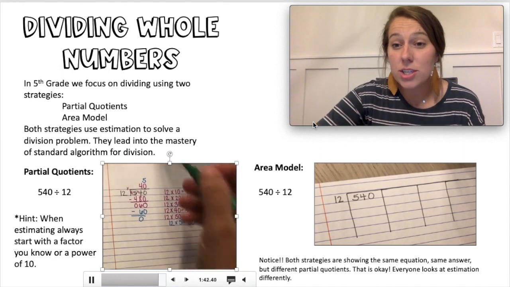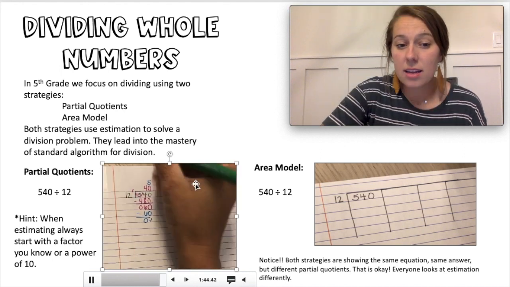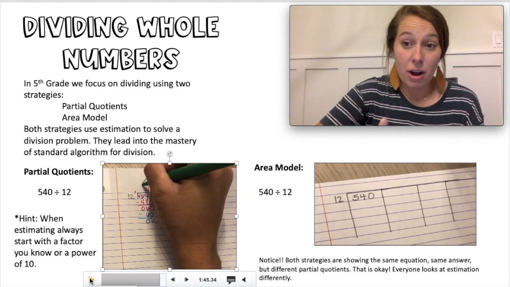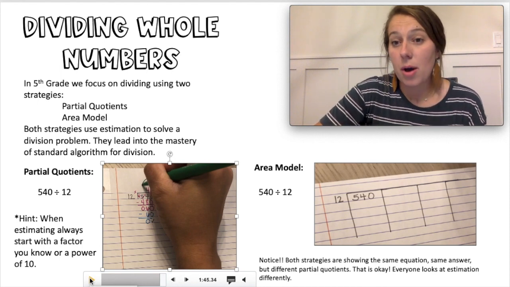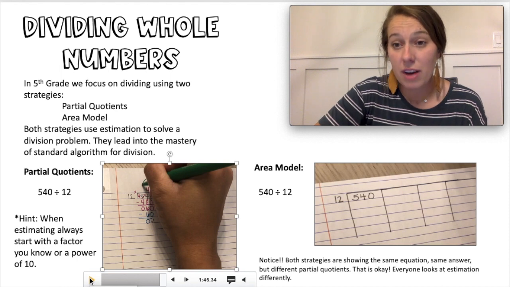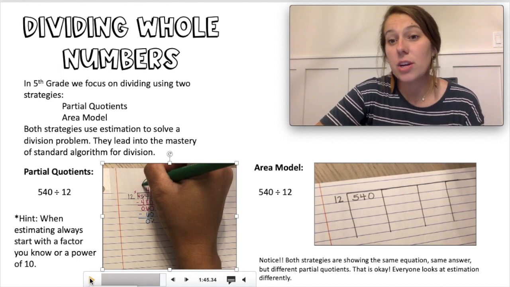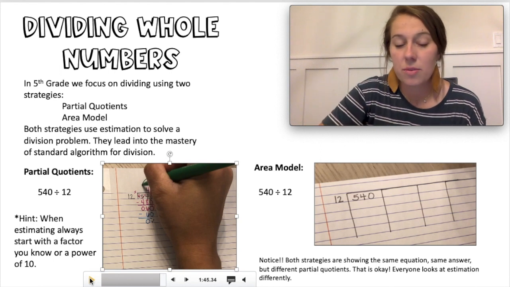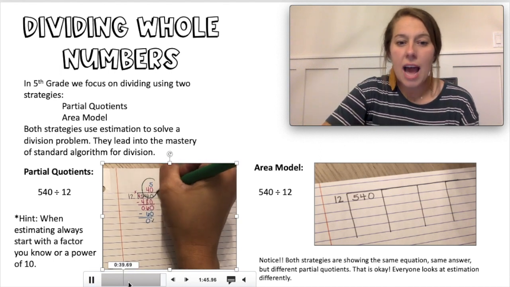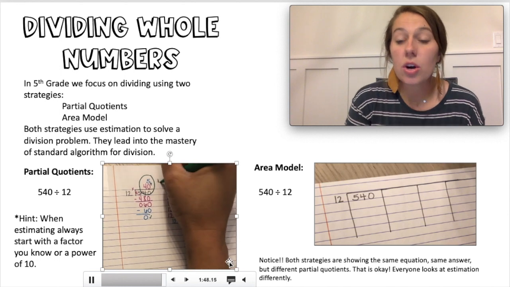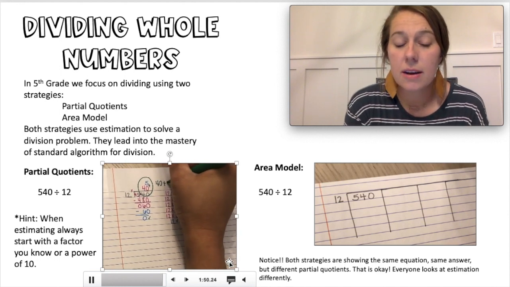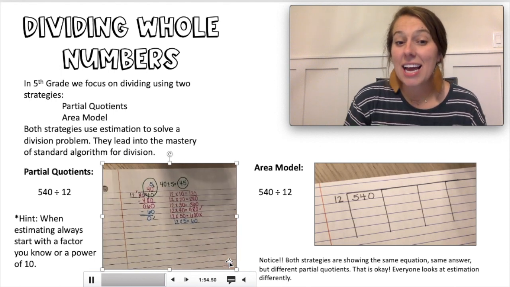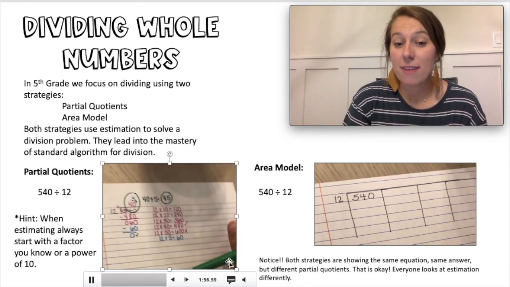The ways you know you're done dividing are the number at the bottom is 0, or the number at the bottom is smaller than your divisor. Those are the ways you know that you're done dividing, and you can start piecing together your answer. Okay? So now I am using green to circle my partial quotients, and I'm going to add them together, and I get a quotient of 45.